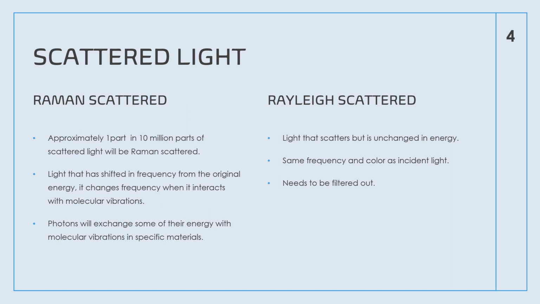Approximately 1 part in 10 million parts of scattered light will be Raman scattered. This is light that has shifted in energy from the original energy. The frequency of the light is changed from the incident light. This frequency change occurs when the light interacts with molecular vibrations within the sample. The photons, or light particles, will actually exchange some of their energy with molecular vibrations in specific materials.